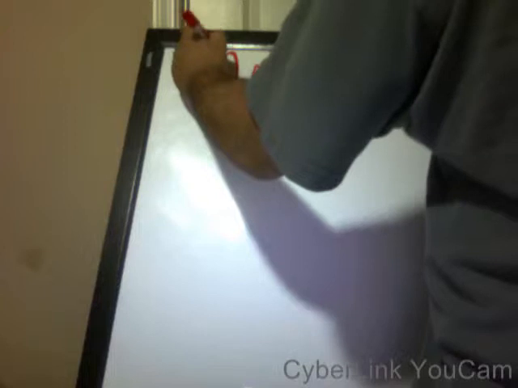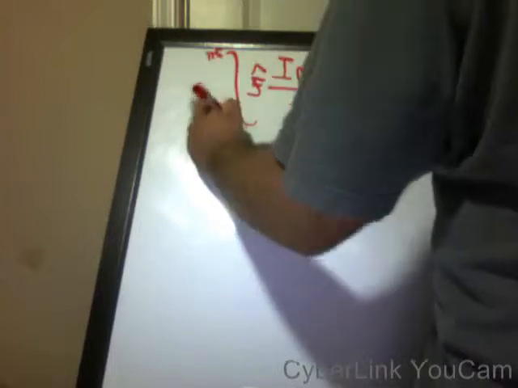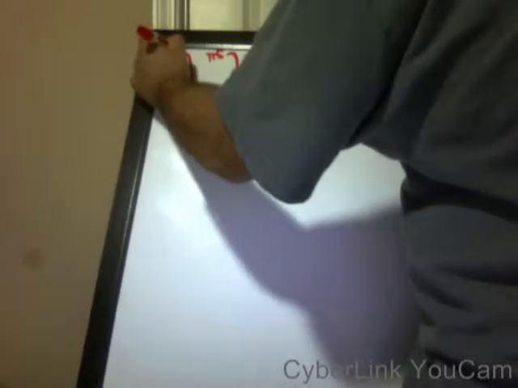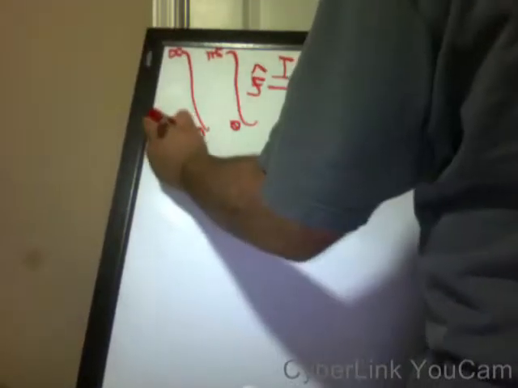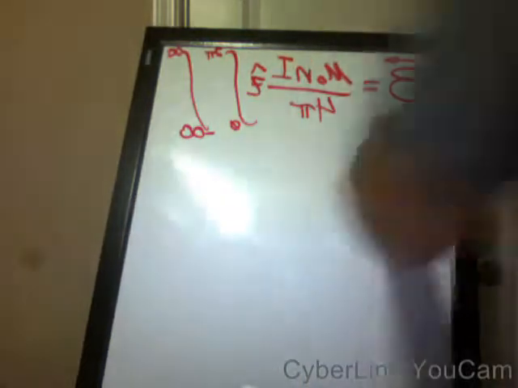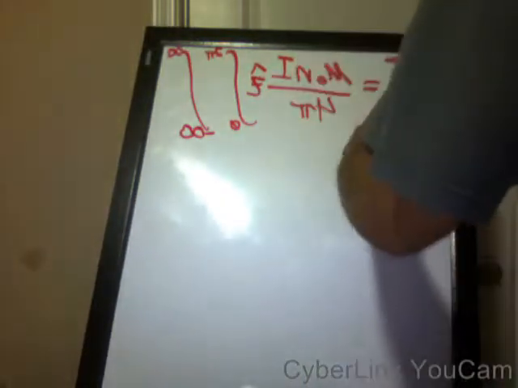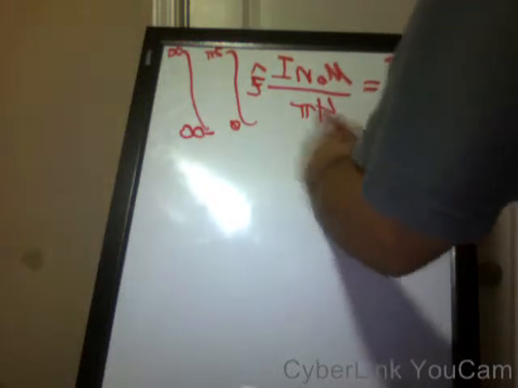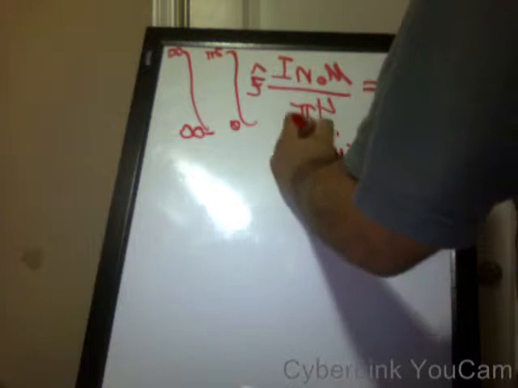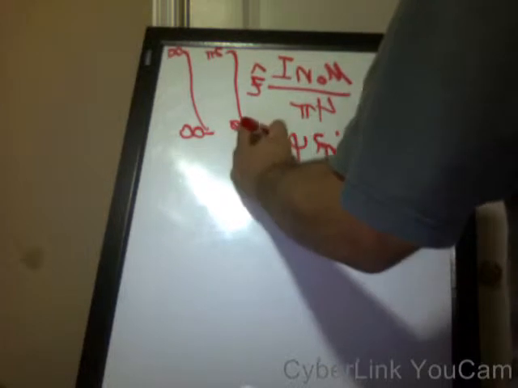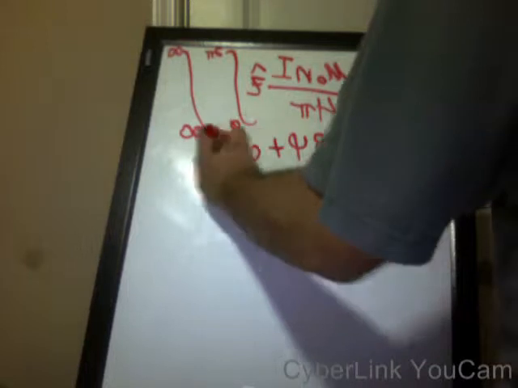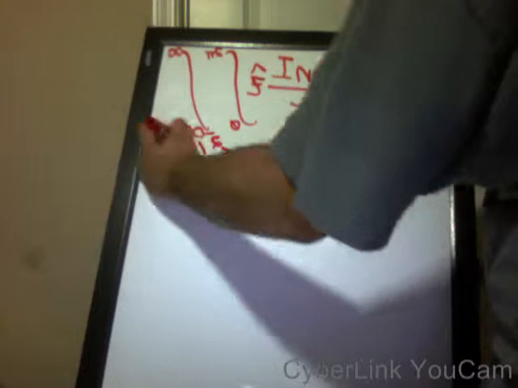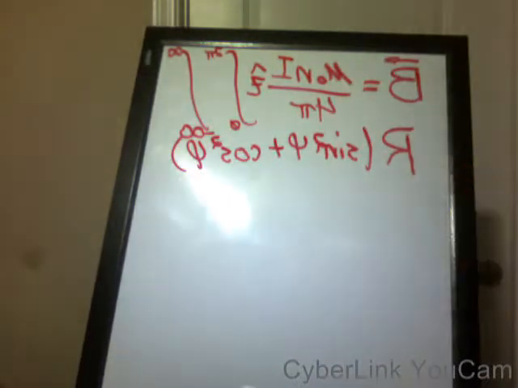This is from 0 to 2 pi, the first part. Second part, from negative infinity to positive infinity. And all this has r sine squared phi plus cosine squared phi. I hope you can see that.